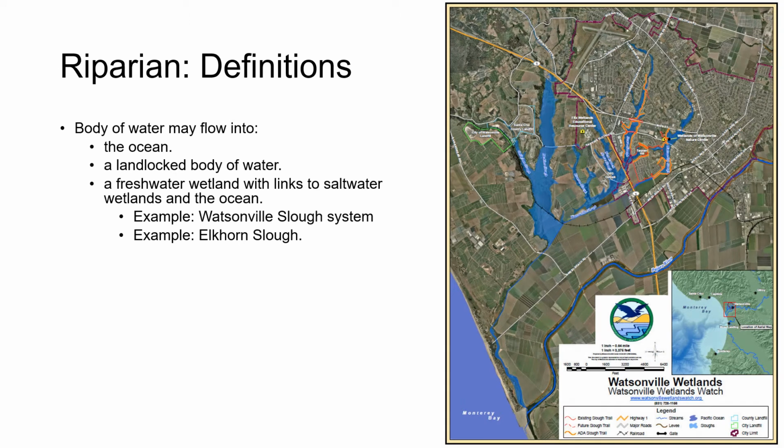A body of water may flow into the ocean, into a landlocked body of water, or into a freshwater wetland with links to saltwater wetlands and then to the ocean. The Watsonville Slough system, which you can see in the map on the right here, and Elkhorn Slough in Moss Landing are both really good examples of local bodies of water that link to saltwater marsh before connecting with the ocean.